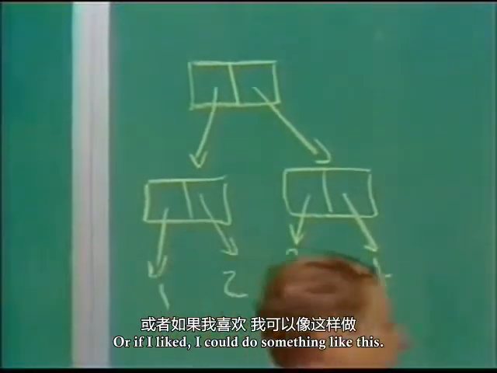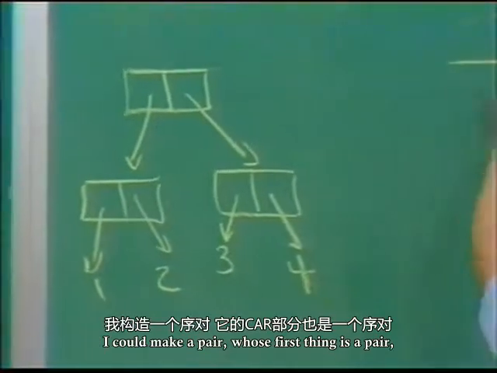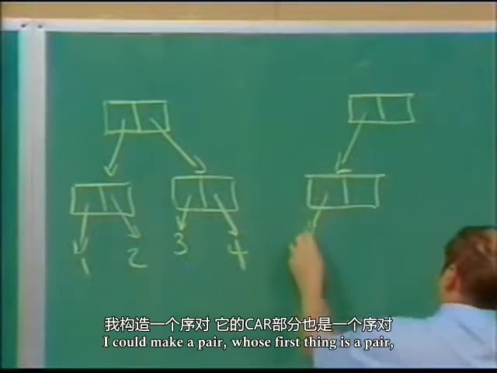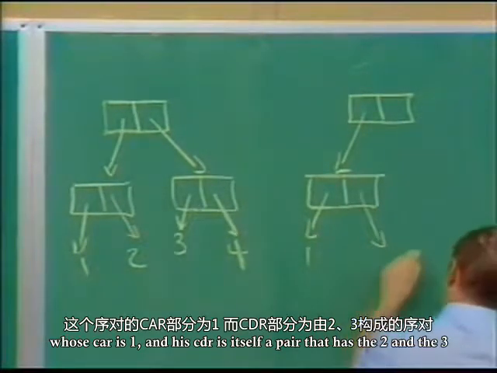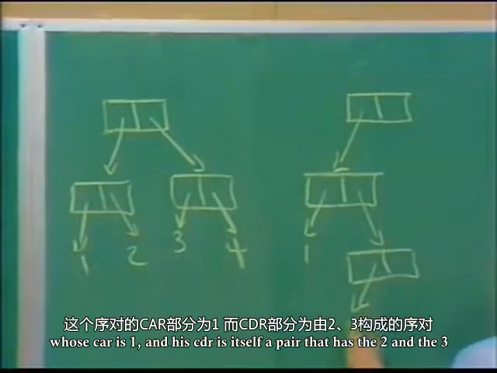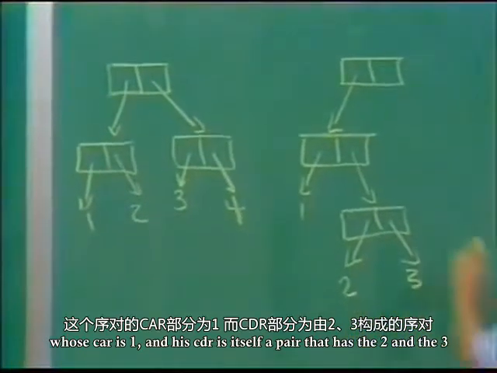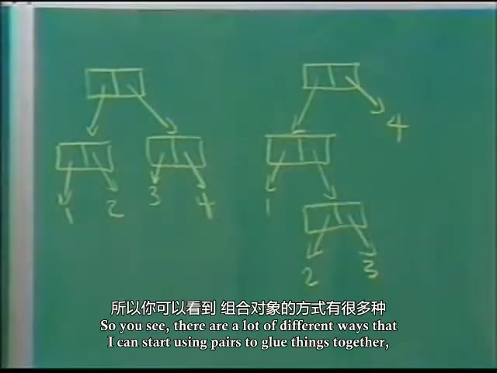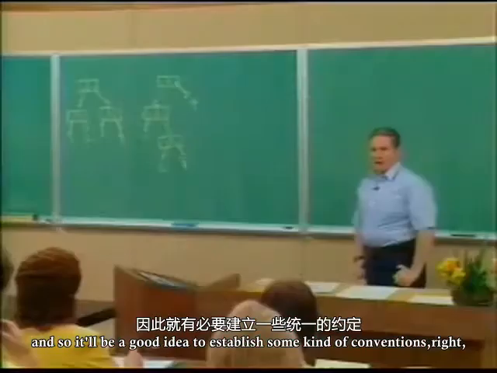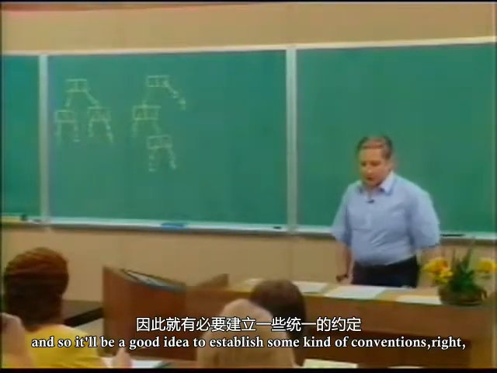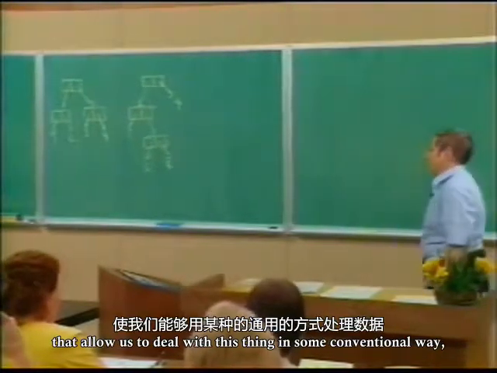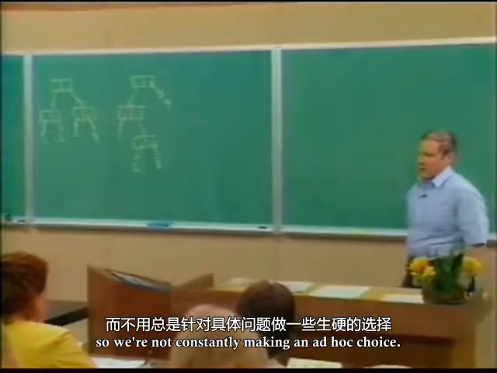Or if I liked, I could do something like this. I could make a pair whose first thing is a pair, whose car is 1, and whose cdr is itself a pair that has the 2 and the 3, and then I could put the 4 up here. So you see there are a lot of different ways that I can start using pairs to glue things together, and so it'll be a good idea to establish some kind of conventions that allow us to deal with this in some conventional way so we're not constantly making an ad hoc choice.